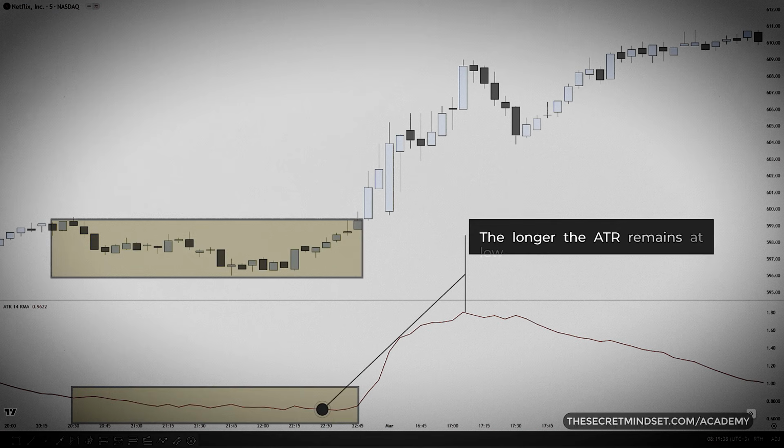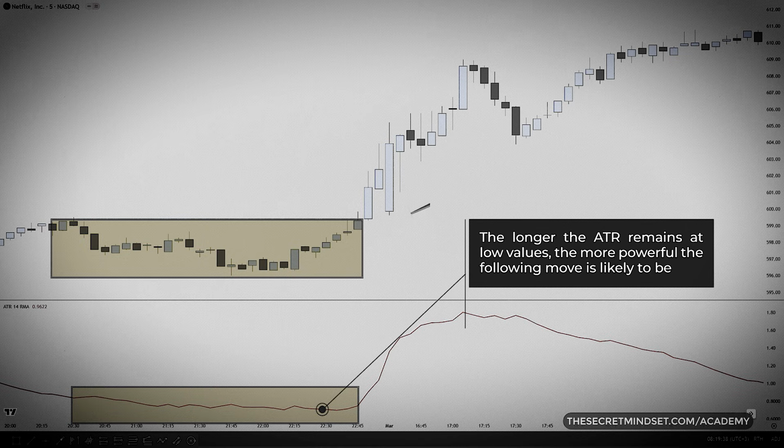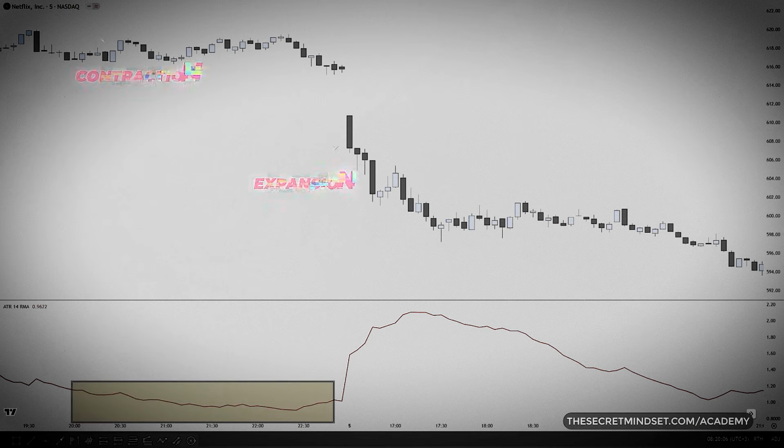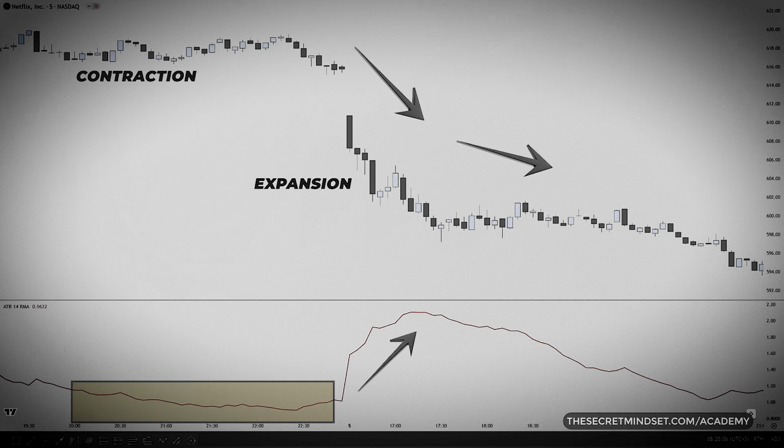The longer the ATR remains at low values, the more powerful the following move is likely to be. So if you see an extended period of low ATR values, a prolonged phase of consolidation, be ready for a potentially large move. This is where the phase of expansion comes in. Once the market breaks out of its consolidation phase, it enters a phase of expansion. This is when the ATR starts to rise, indicating increasing volatility and larger price moves. If you've anticipated the direction correctly, you can now look to enter trades in the direction of the breakout, aiming to capture a chunk of this expansionary move.